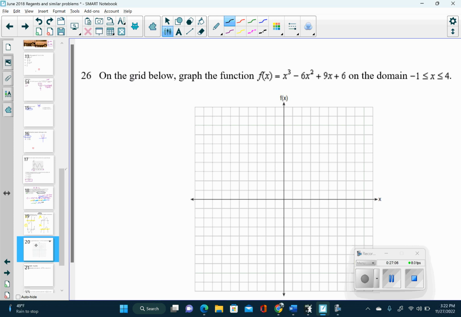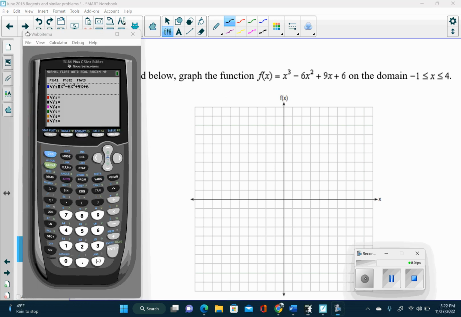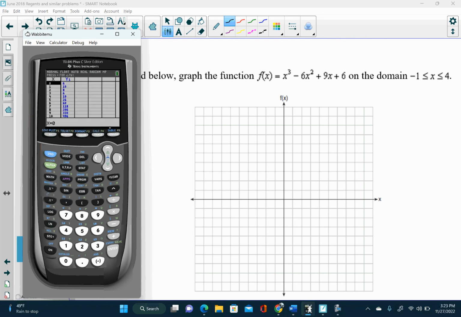All right, so for this one, straight calculator question. All right, so I went ahead and graphed it. I plugged it into my calculator. I'm going to graph it only from negative 1 to 4. So I'm going to go to my table, so second graph. So from negative 1 to 4.